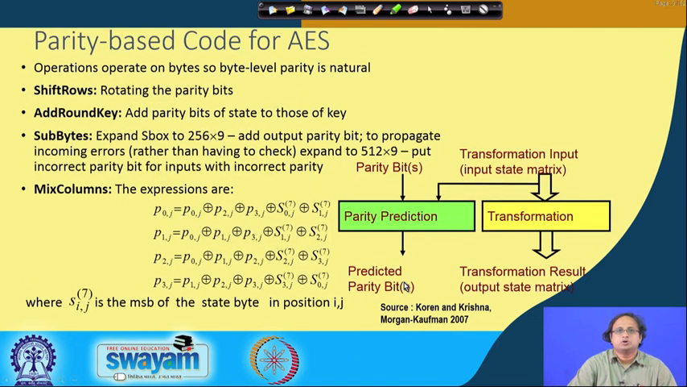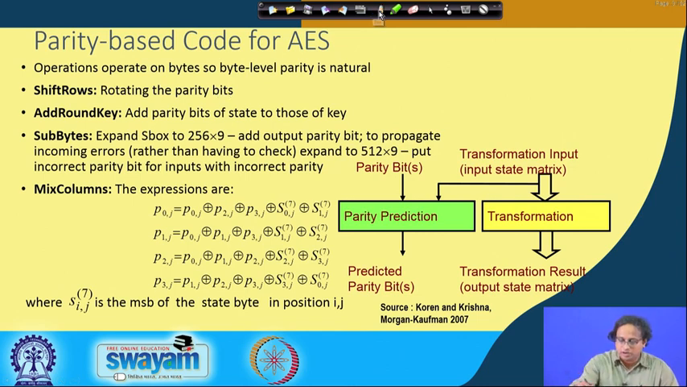Here is an example of a parity based code for AES, and I will not go into all the details. I will leave a few things for you to think over as an exercise. For example, shift row is very easy, because you know that you have a parity bit of the state matrix. Parity is very easy to adapt for AES, because I can adapt the parity for every byte of the AES matrix.